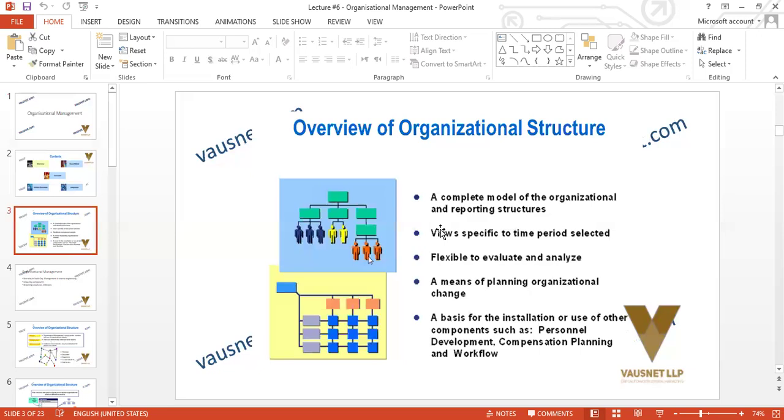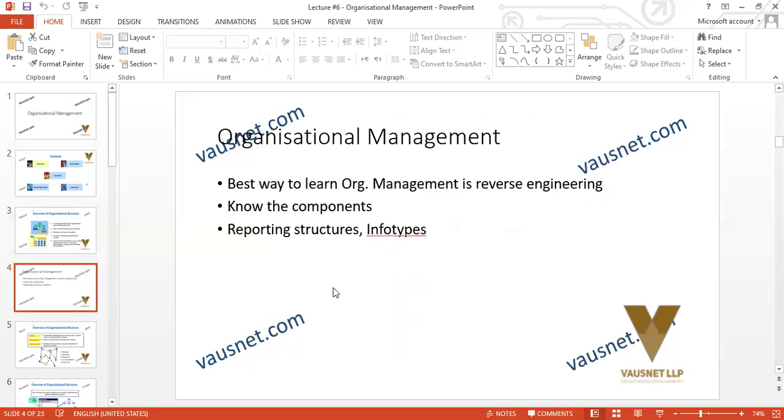Every company is different from the other company, even if the industry is same, because of the layout of their units, of their organizational structure. And an SAP HCM consultant is primarily made responsible, has the task to manage the structure in SAP. So the best way to learn and unlearn organizational management is reverse engineering. And this is what we are going to see.